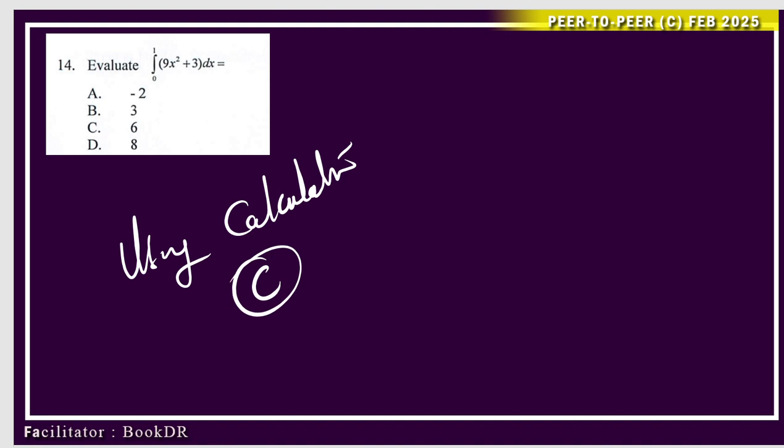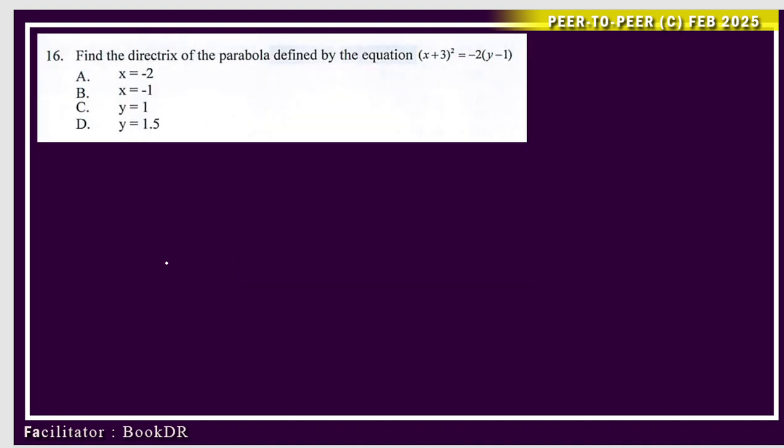So that's C. And let's go to this one. You have to find the directrix of the parabola defined by the equation. This may not be part of your course, but once it's there, let's do it. In fact, the equation is already written in the standard form.